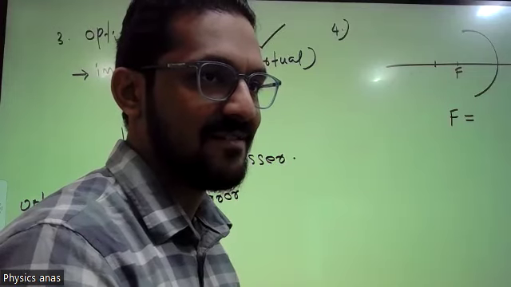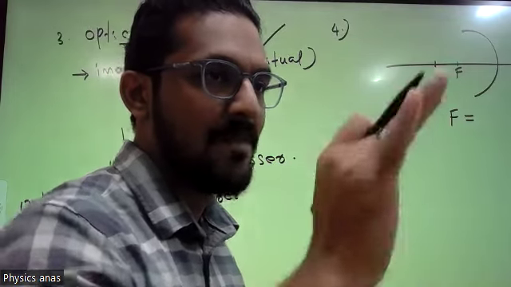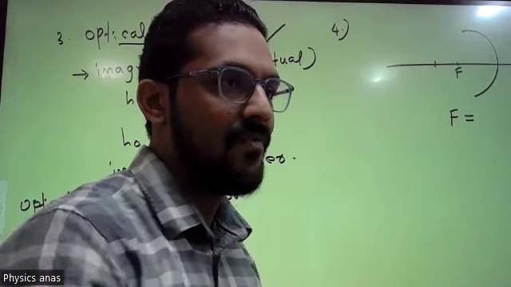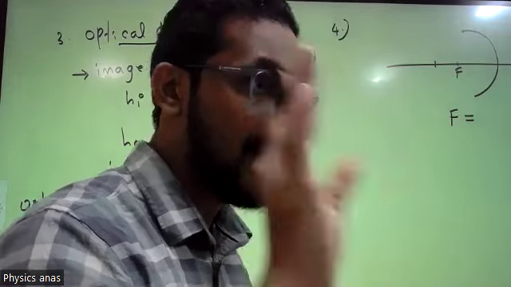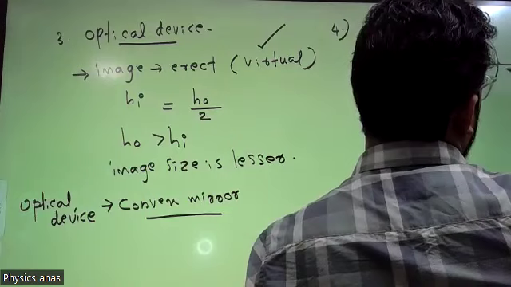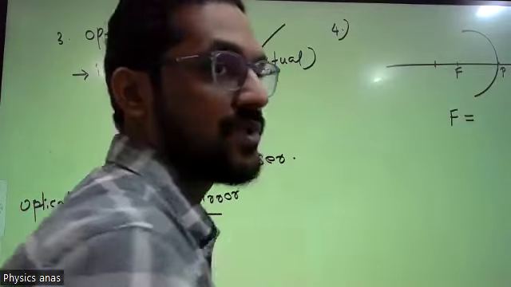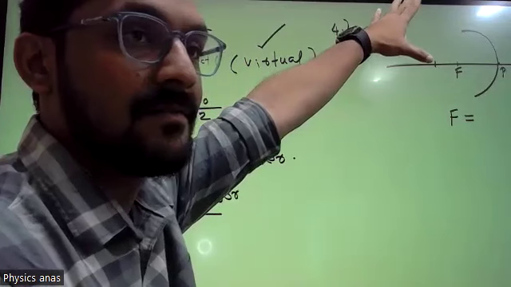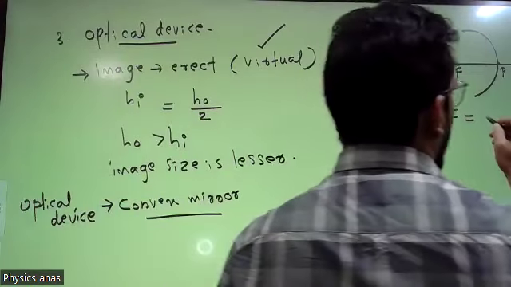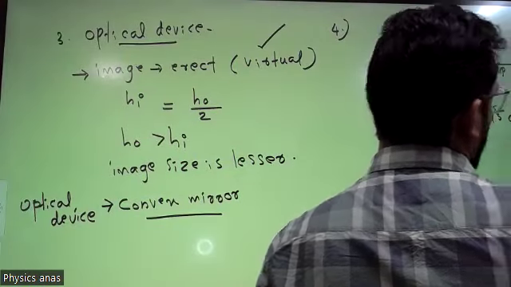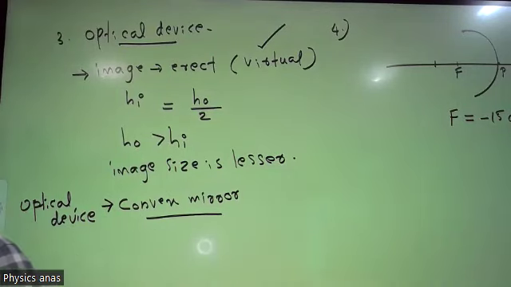Plus 15 or minus 15? It should be minus 15 because every measurement has to be taken from the pole. You are taking that measurement from right to left, in the opposite direction of light. Opposite direction of light means it will be negative. So f will be minus 15 centimeters. Okay, from the question, the image of an object placed in front of a concave mirror of focal length 15 centimeters is of the same size as the object.